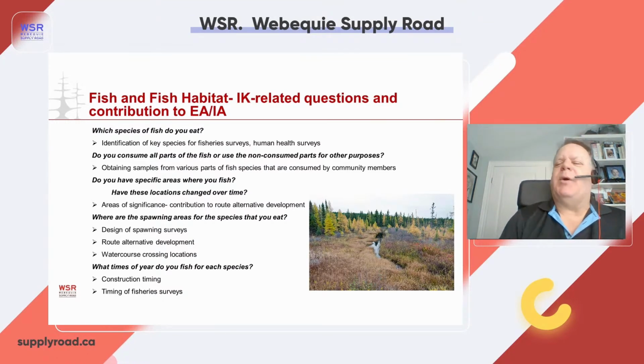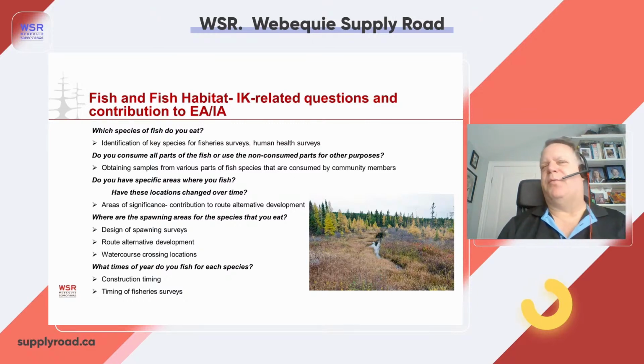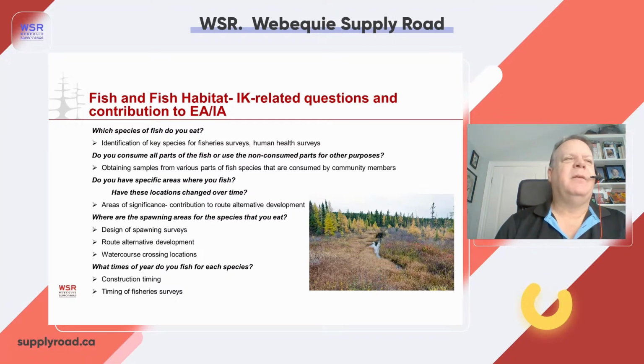The kinds of questions would be things like, what species of fish do you eat? Do you consume all of the fish or parts of the fish? In those parts that you don't consume, do you use them for other things? Just understanding that kind of information and drilling down is extremely helpful, because even though it might not be a fish species at risk, it may be extremely important to the community. So it should have special significance, even if it doesn't scientifically, if you know what I mean.